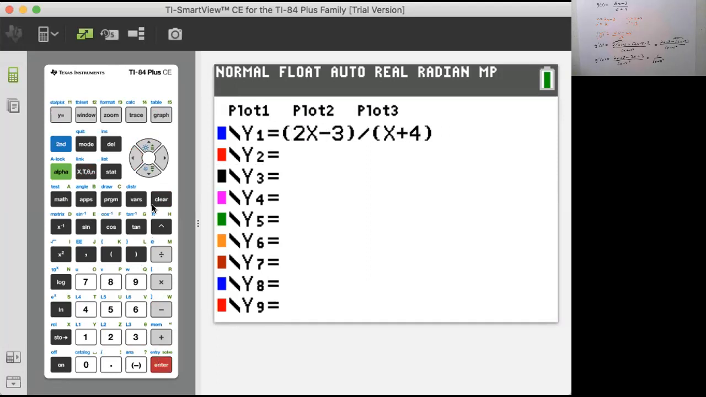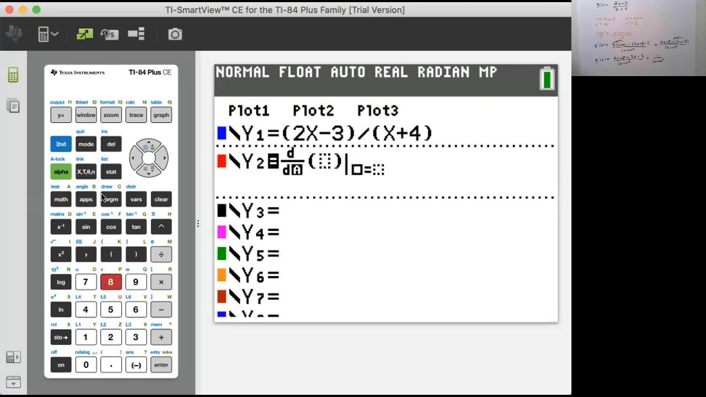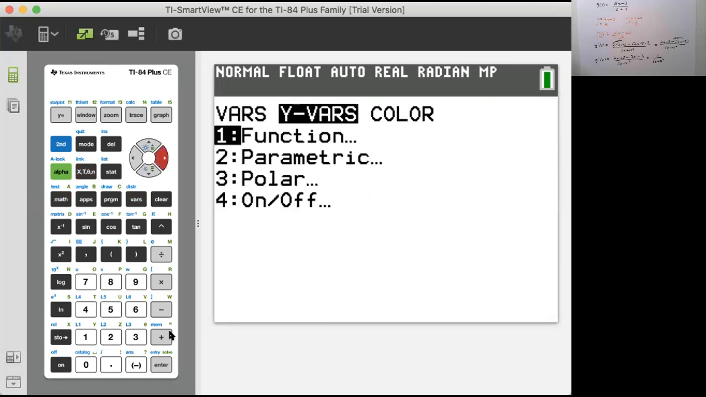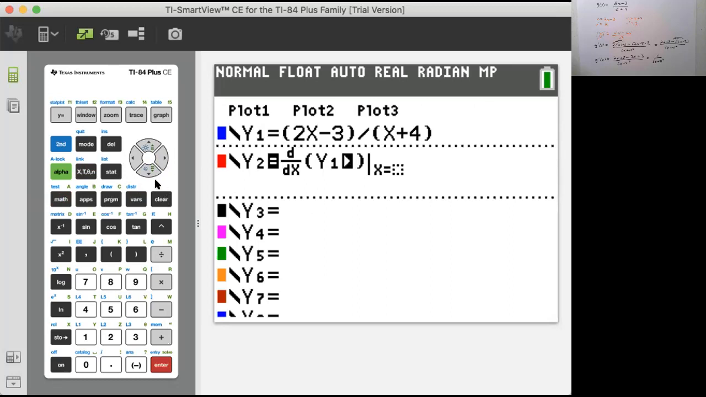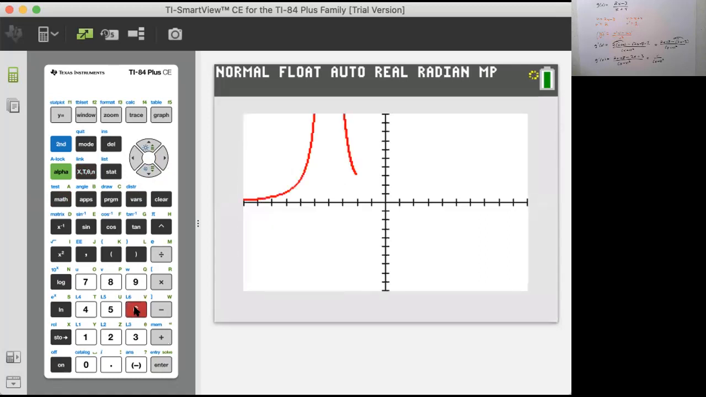But I want to look at its derivative. So the calculator determines the slope of the tangent at every point. Math, numerical derivative number 8. Derivative with respect to x of that function y1, vars, y vars, function y1 at every point x. And this will graph the derivative, and zoom standard is probably good. There is the graph of the derivative.